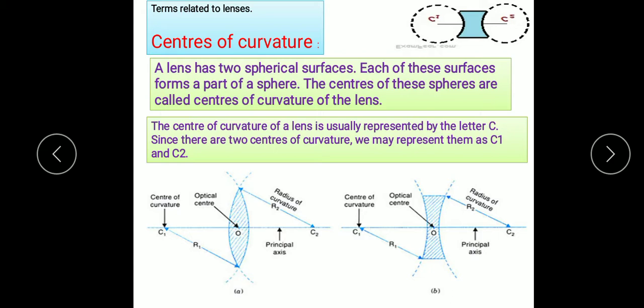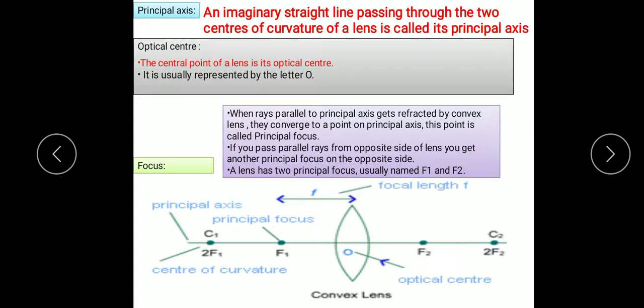The next term is the principal axis. What is the principal axis? An imaginary straight line passing through the two centers of curvature of a lens is called the principal axis.